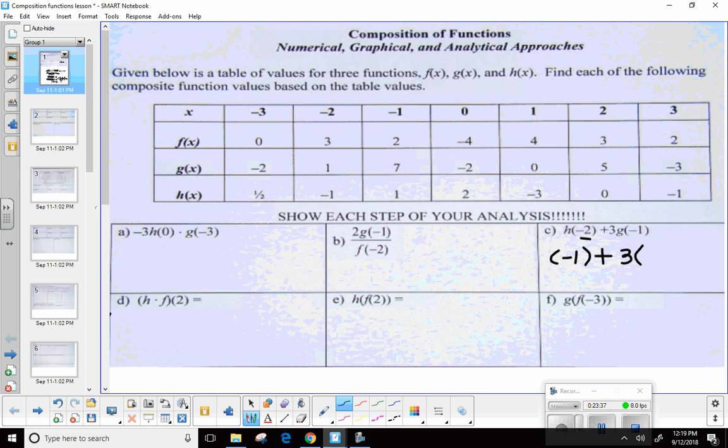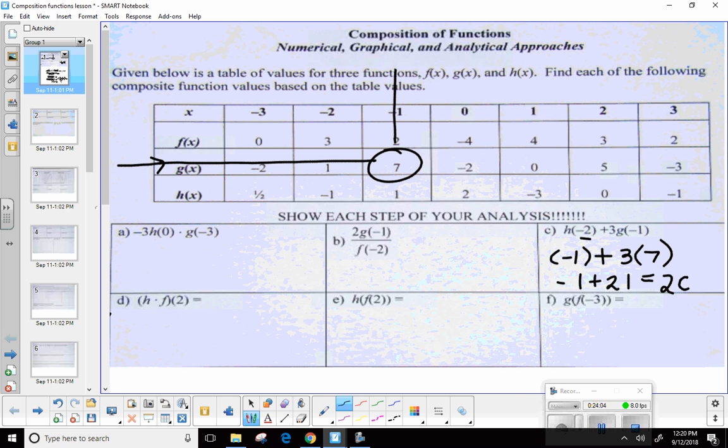Okay, so now I'm in the second row, function g, when x is -1. There we go. So I go right here, -1 gives me 7. Is there anybody who's not seeing how I'm getting my values off the table? Okay. So let's see. 3 times 7, 21, plus -1. 20. There you go.